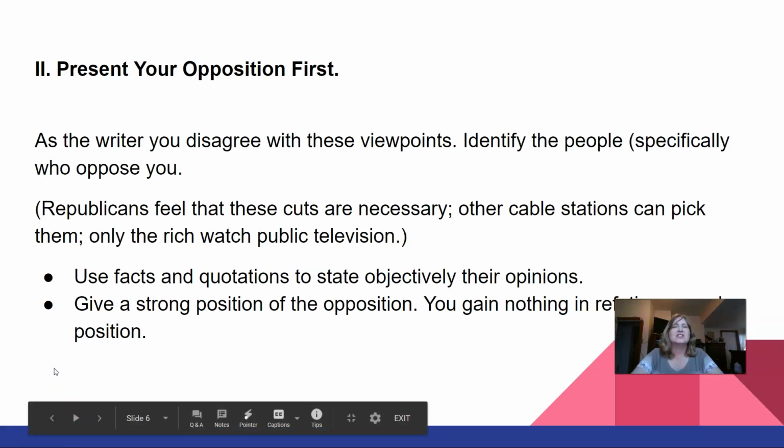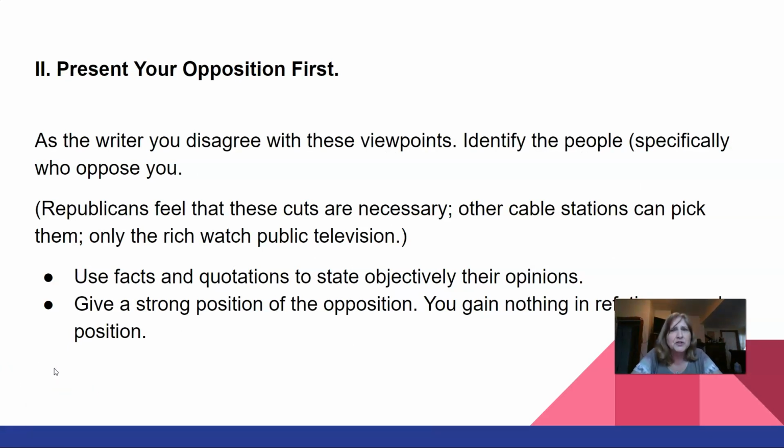Okay, this is going to sound really backwards, but after you introduce us to the problem, you want to tell us what the opposition says. Okay? It says Republicans feel that these cuts are necessary. Other cable stations can pick up the shows, and only the rich watch public television anyway. So these are the different things that this author found as far as opposition to his view. He thinks that government should fund public television, and these are the arguments that he found against that.